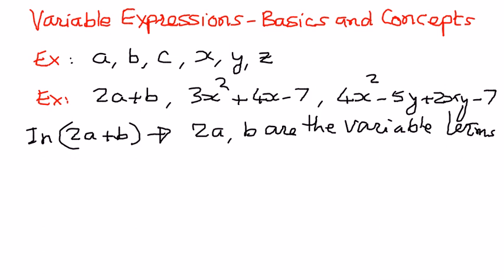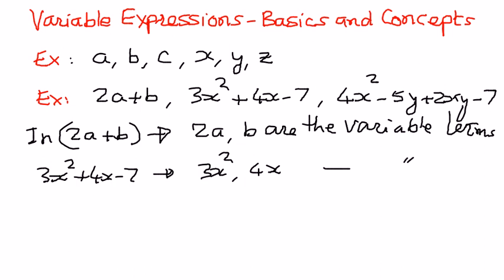In the next example, 3x squared plus 4x minus 7, 3x squared and 4x are the variable terms. And negative 7 is what is called the constant term, since it does not have any variables attached to it.